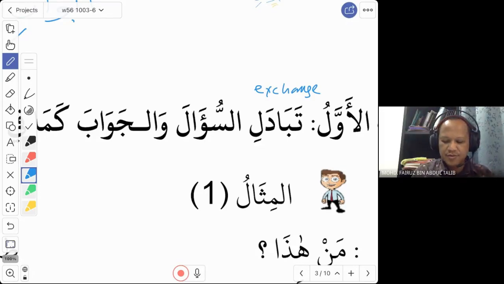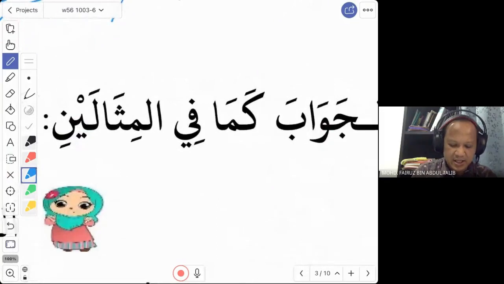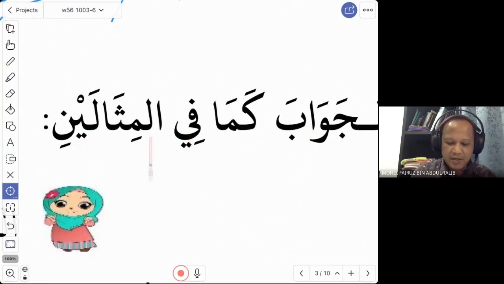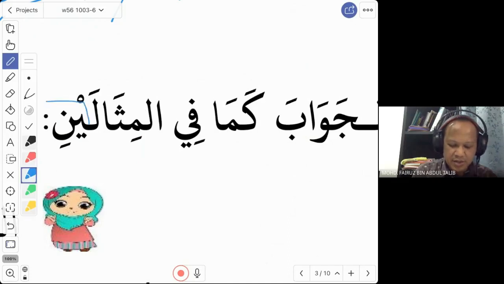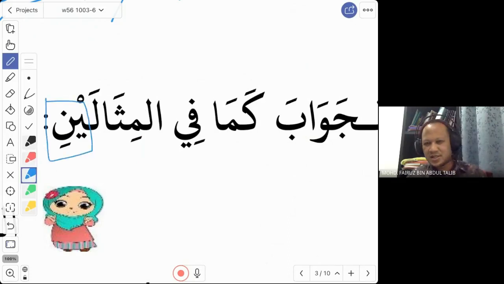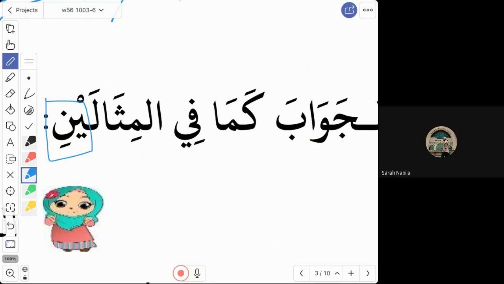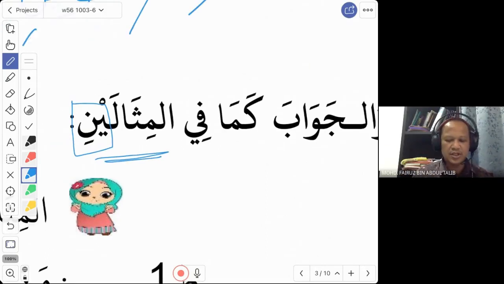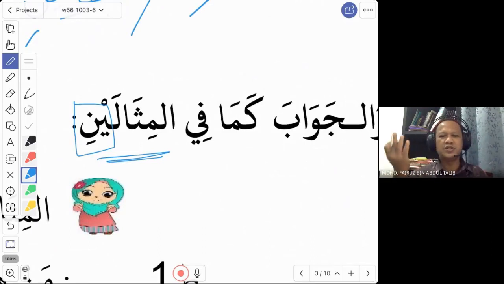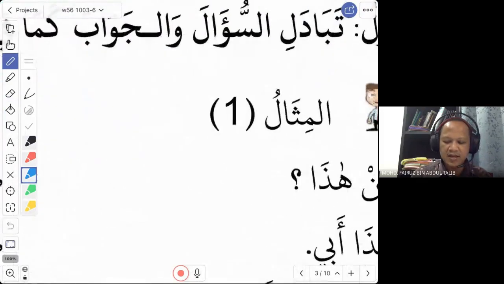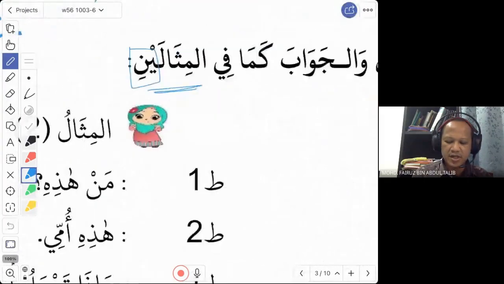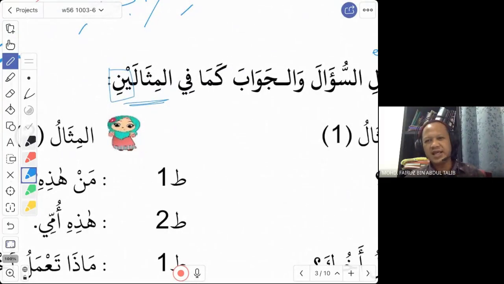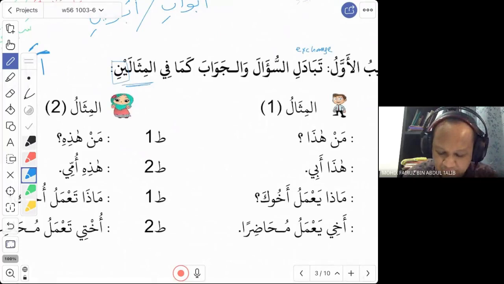So they give you kama fil misalaini. Now, do you see this yanun? Aini. What is this? For two. Two, correct. So, misalaini, two examples. Yes, misal is an example. So this is what I mentioned earlier. In the text, normally you will see both versions, alif nun and also ya and nun. So this is one example. The first misal and the second misal. That is why they call it misalani or misalaini. Two examples.